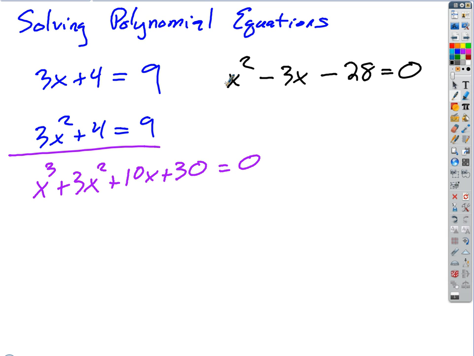Negative 7, positive 4, right? That works, doesn't it? Those are two numbers that multiply to negative 28 and add to negative 3. So we could just factor this into the product of x minus 7 times x plus 4. Then what? Solve how? What property are we going to use to solve this?